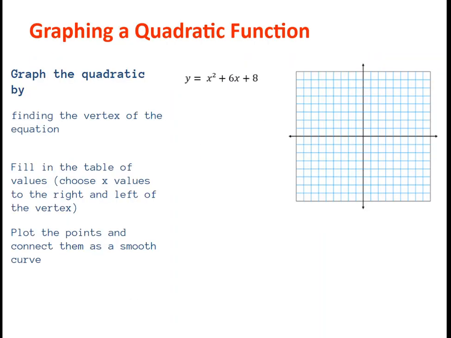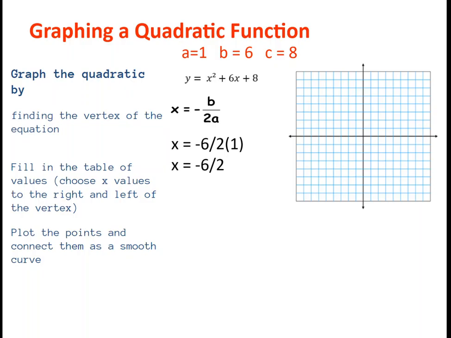When we're going to graph a quadratic function, it's really very similar to how we would graph any function. We're going to create a table of values. It's just a matter of where we want to start with that table. So we start with the vertex. So let's find our a, b, and c and plug it into this formula to find our vertex. So I will have -6 over 2 times 1, which will give me the x value of my vertex is -3.